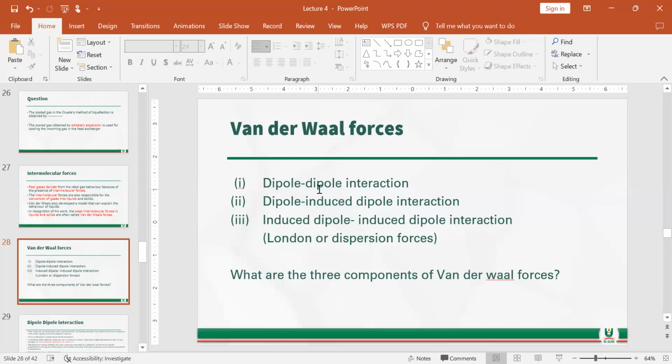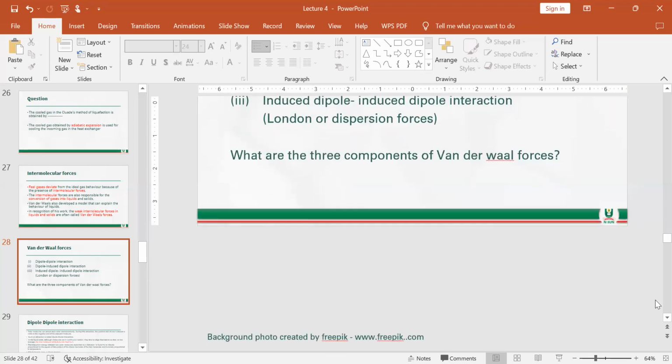Dipole-dipole means that a dipole actually exists in both molecules. But when it comes to dipole-induced dipole, one has its own dipole, but the other does not and is forced to have a dipole. That is why it is called induced dipole. An induced dipole-induced dipole interaction means the interaction exists by inducement. There is no permanent dipole in any of those molecules.